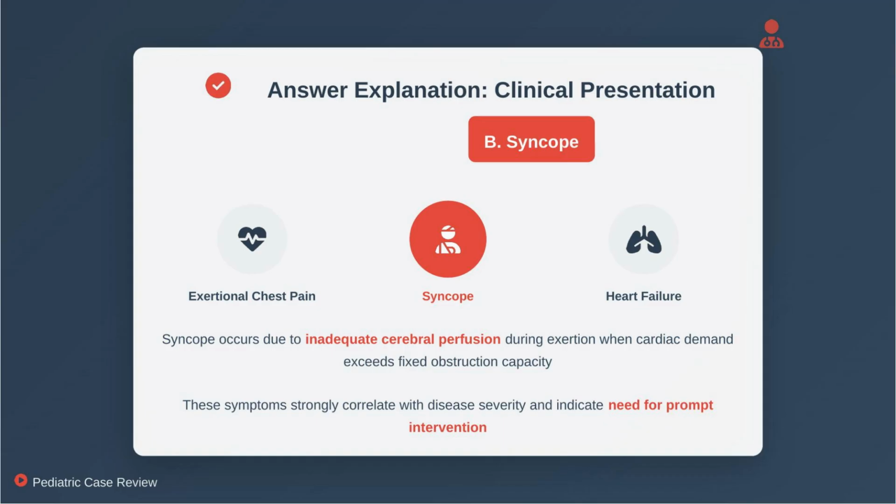Syncope. The classic triad of symptoms in severe aortic stenosis includes exertional chest pain, syncope, and heart failure. Syncope occurs when increased cardiac demand during exercise cannot be met due to fixed obstruction, leading to inadequate cerebral perfusion. These symptoms strongly correlate with disease severity and indicate need for prompt intervention.